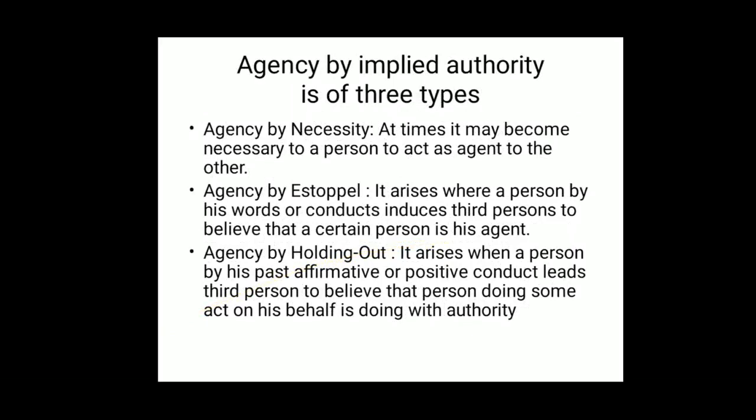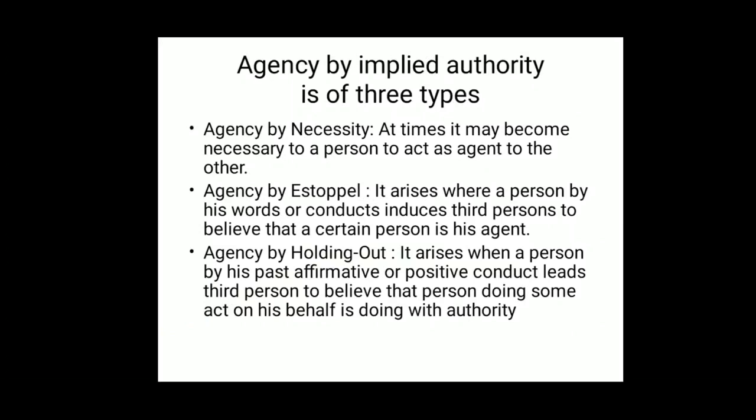Next slide. Actually, implied authority has three types. The very first is agency by necessity. Whenever there is an actual and definite necessity for acting on behalf of the principal, it is impossible to communicate with the principal and obtain his consent, and the act is done in the best interest of the principal, it is known as agency by necessity.